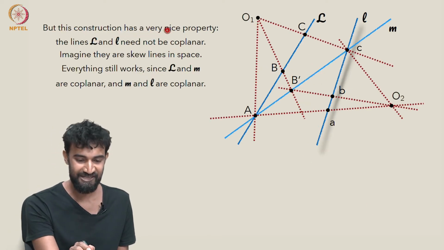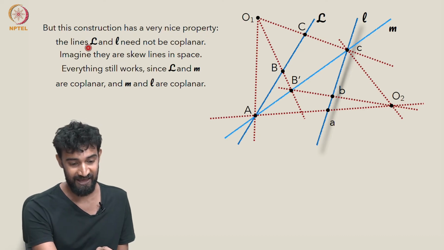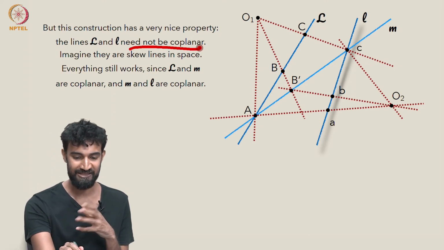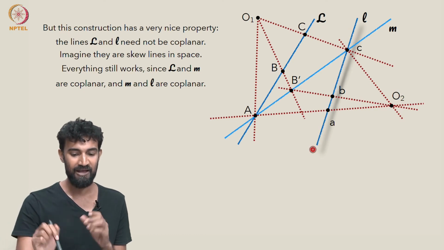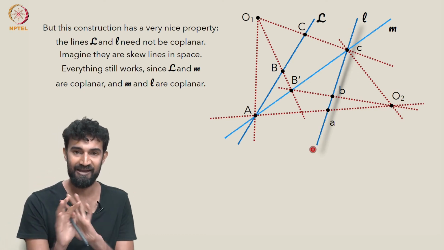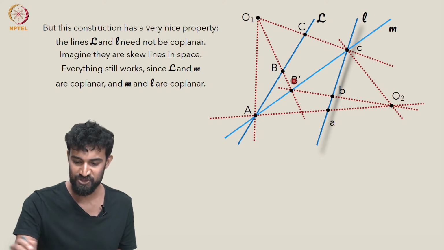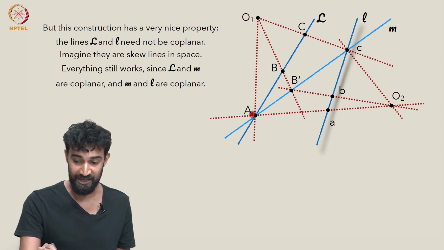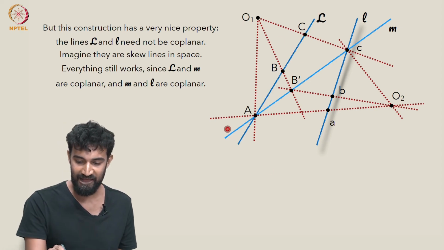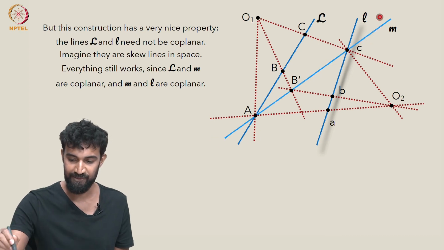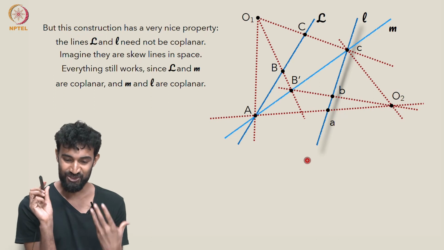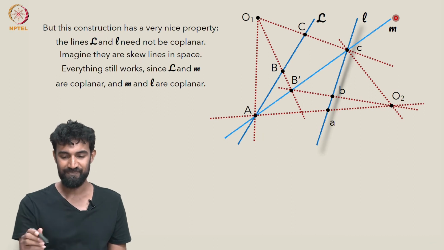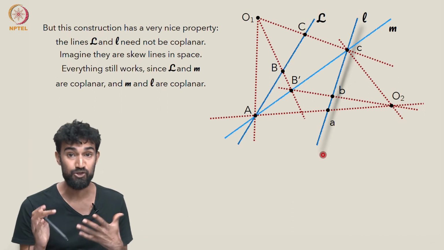But the construction that we did has a very nice property, which is that the lines capital L and little l don't actually need to be coplanar. We never assumed that these 2 lines are coplanar. They could be just any 2 skew lines in space, and everything still works out. That's because we chose M to connect A and c, and L and M were coplanar, and M and little l were coplanar. So we used the fact that these two lines are coplanar and that these two lines are coplanar. But the original lines L and l don't need to be coplanar.